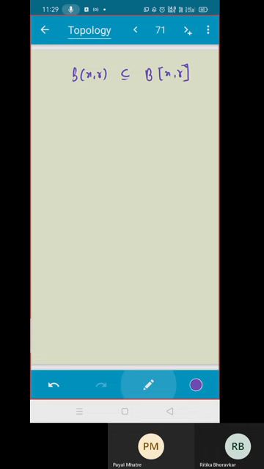How will you prove it? The same way, sir, which we did for the last proof. Okay, good. Now only here the ball will be less than or equal to r. Yes, that will be less than or equal to R.